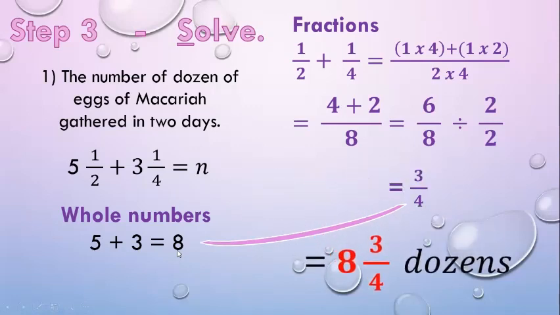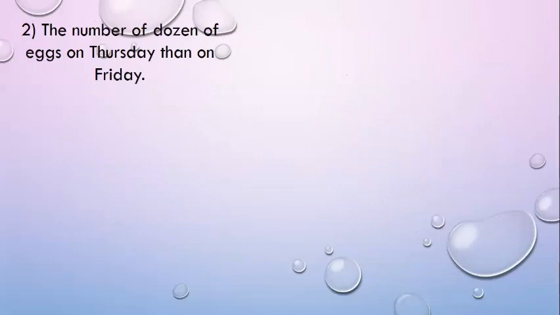Okay, so our final and simplified answer is 3 and 3/4 dozens. Okay, let's have number 2. The number of dozens of eggs on Thursday than on Friday. So let's take this number sentence: 5 and 1/2 minus 3 and 1/4.